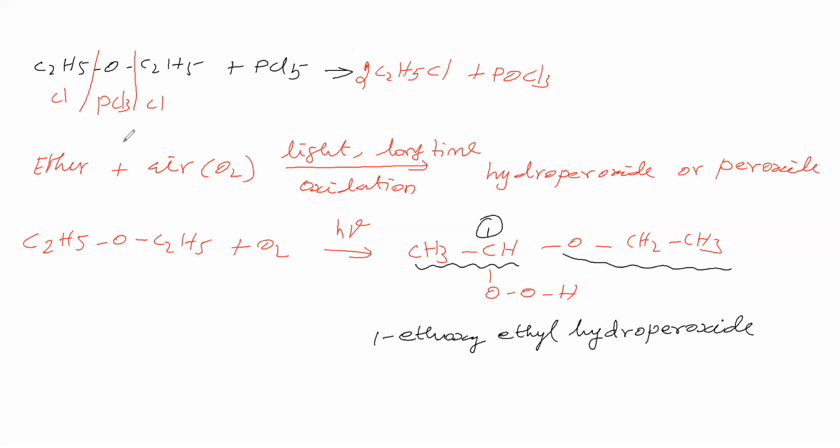That means before using this ether, we should ensure that hydroperoxide or peroxide is not there. Then only we can use the ether as a solvent. First we have to see whether this ether contains any peroxide or not. If it is there, we have to remove it, then only we use the ether. So how to detect this hydroperoxide? We'll see. Then how to remove hydroperoxide, we'll see.